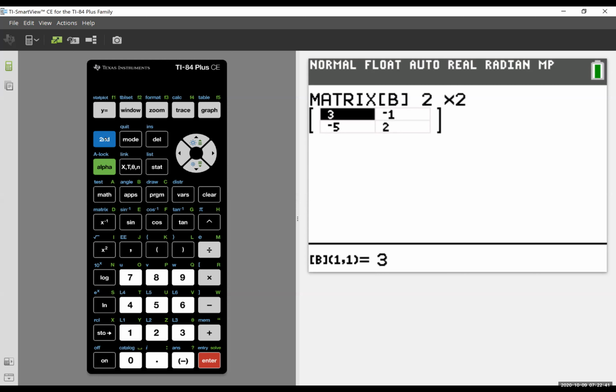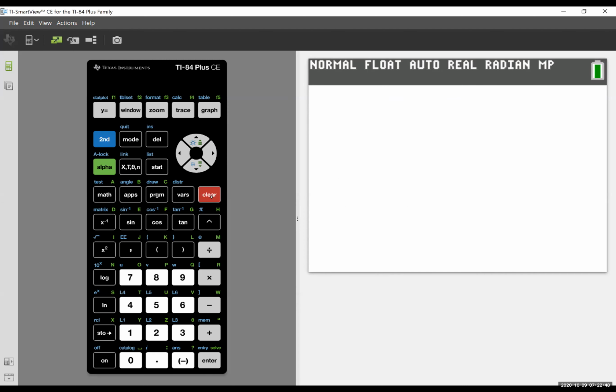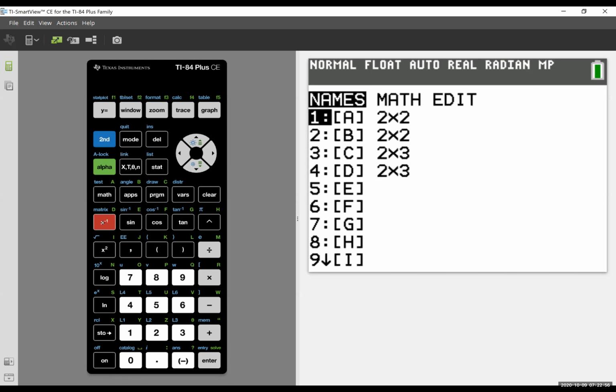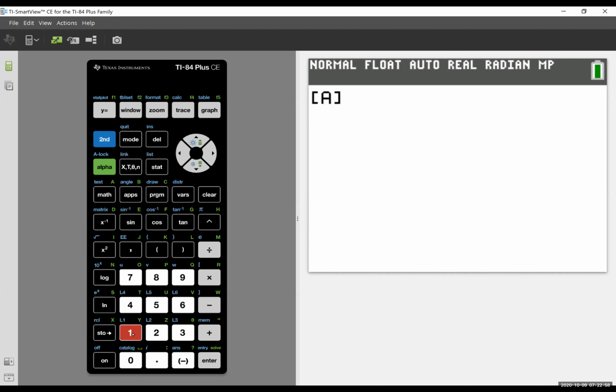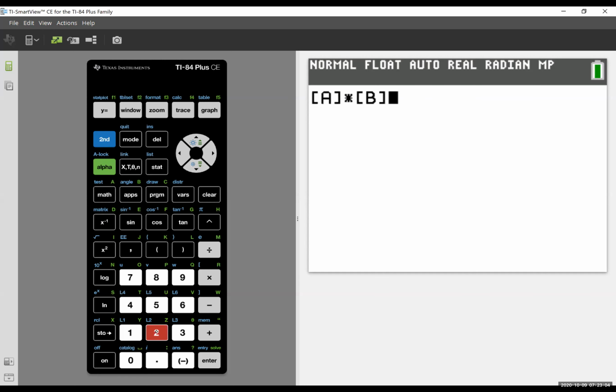Perfect. So let's quit out of this. And remember, the goal is to figure out the matrix multiplication. So I'm going to multiply first in order, A times B. In order to do that, a little reminder, second X inverse, we're going to call up matrix A. Use the multiplication symbol. Second X inverse, call up matrix B. Press enter. And we have it. That's the identity matrix.